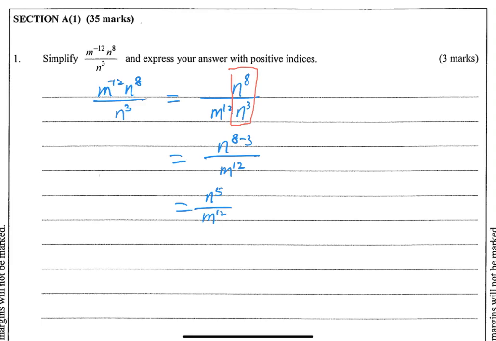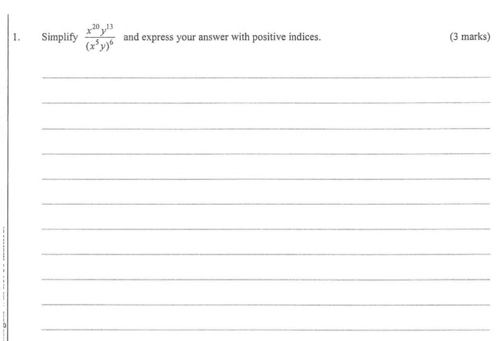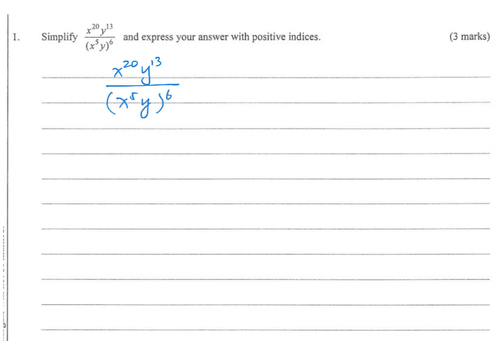So let's see another example. This is the second question. As you can see, this is a little bit different from the previous one. You will see a bracket in the denominator. So the first step is to remove the bracket in the denominator first. So x to the power 20, y over x to the power 5, y, bracket, to the power 6. So just copy down the question and then remove the bracket.